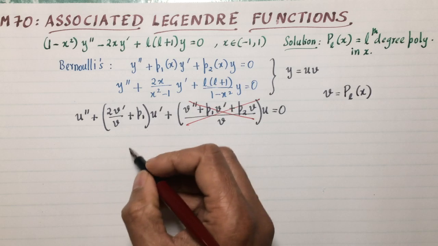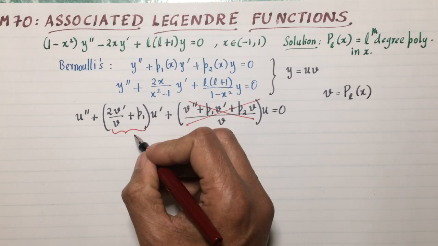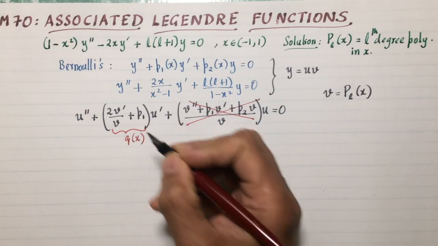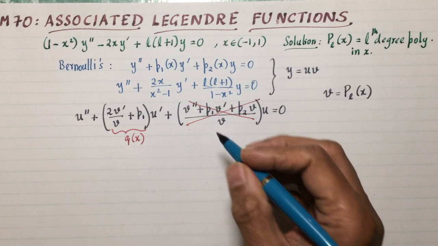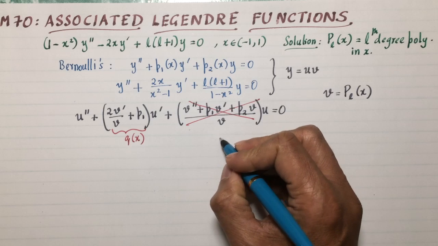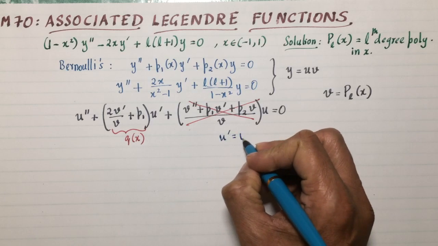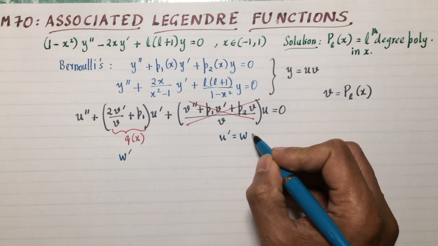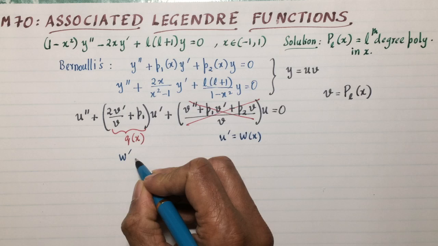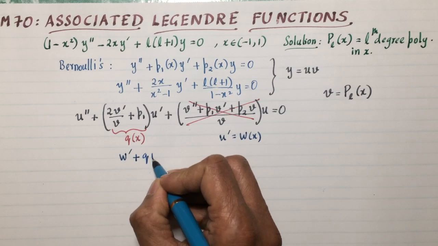just this. I'm going to call this, in line with what we called it when we espoused the Bernoulli method, Q of x. Also, I'm going to set u prime equal to something. Let's call u prime equals w to reduce the order. So then I get w prime, where w is still a function of x, by the way. So I get w prime plus q w equals 0.